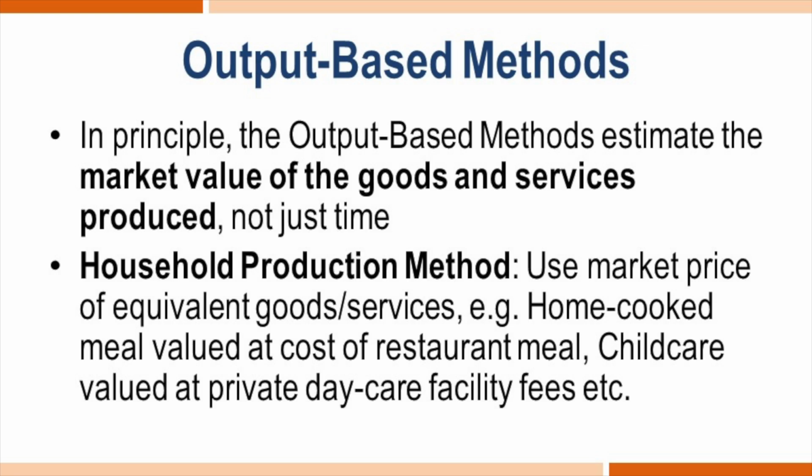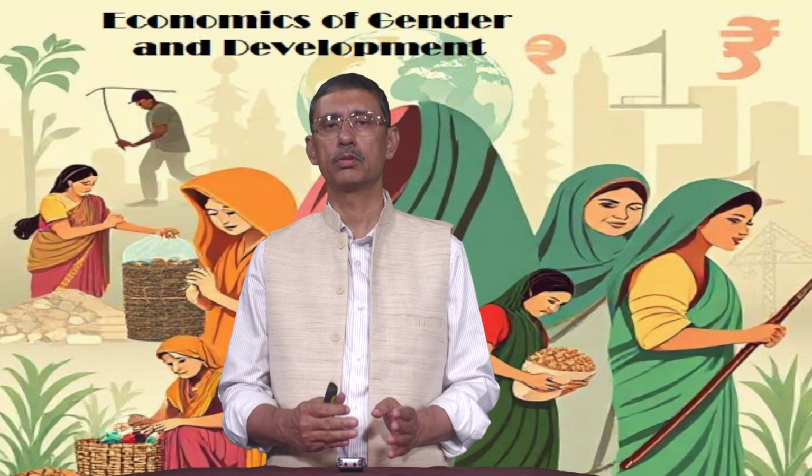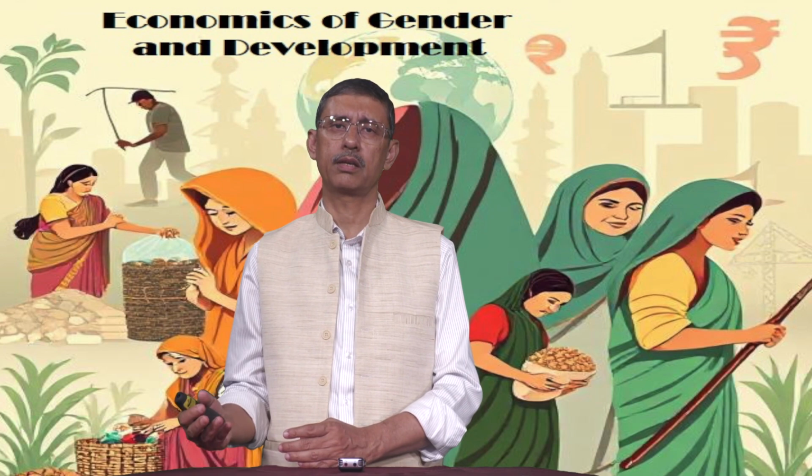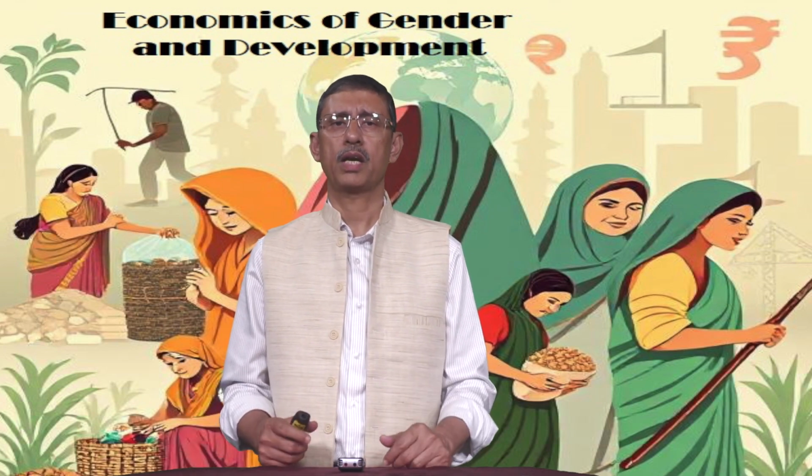In principle, in the output-based method we try to estimate the market value of the goods and services produced, not just time. For instance, we can have the household production method. We use the market price of equivalent goods and services. If you want to value cooking, we value the home-cooked meal at the cost of a restaurant meal. Child care services are valued at private daycare facility fees, and so on. So the value of that particular output is imputed, and that is called the household production method.